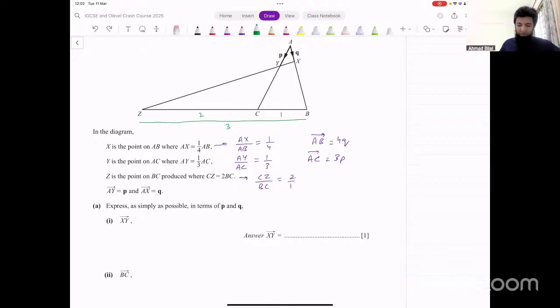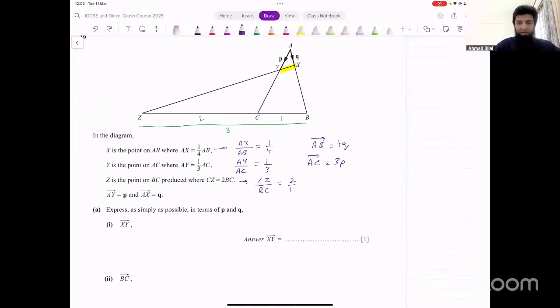Express as simply as possible in terms of P and Q XY vector. Okay, so we have to start from X and end at Y. XY, this is the vector that we're looking for. How do you find this vector? We have to find a path on the diagram that takes us from the starting point to the end point. We start at X. We can go from X to A first, and then we can go from A to Y. XA plus AY is going to give us the vector XY. So we go from X to A, and then from A to Y.